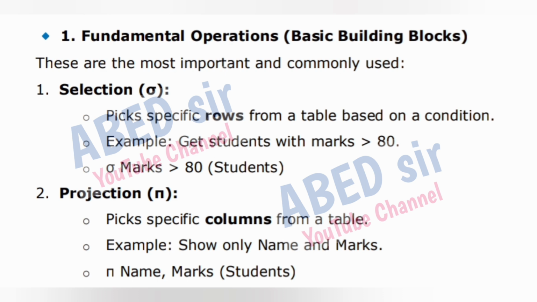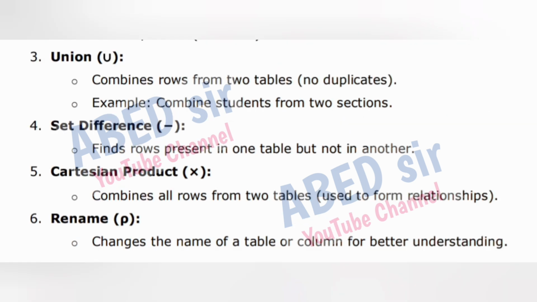1. Selection, sigma. Picks specific rows from a table based on a condition. Example: get students with marks above 80. Sigma marks>80 (students). 2. Projection, pi. Picks specific columns from a table. Example: show only name and marks. Pi name, marks (students). 3. Union. Combines rows from two tables, no duplicates. Example: combine students from two sections.